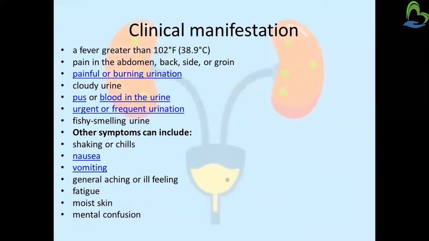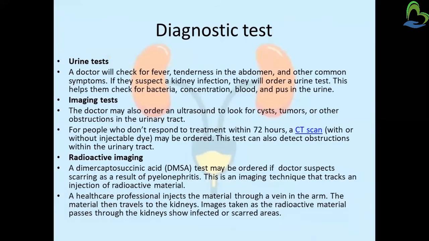Clinical features: fever greater than 102 Fahrenheit, pain in the abdomen, back, side, or groin, painful or burning urination, cloudy urine, pus or blood in the urine, urge or frequent urination, foul-smelling urine. Other symptoms can include shaking or chills, nausea, vomiting, general aches or an ill feeling, fatigue, moist skin, and mental confusion.